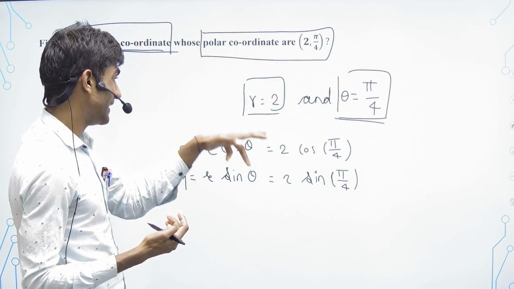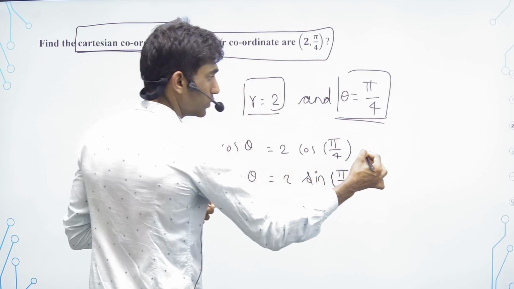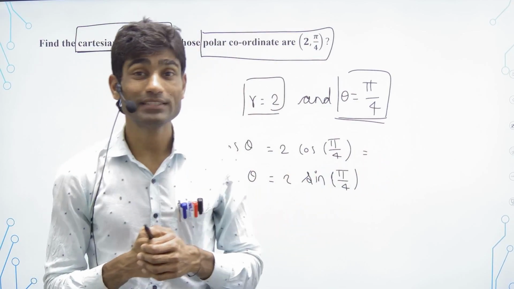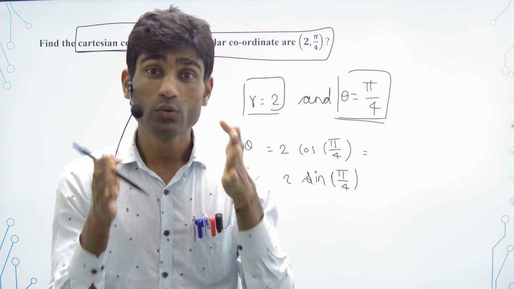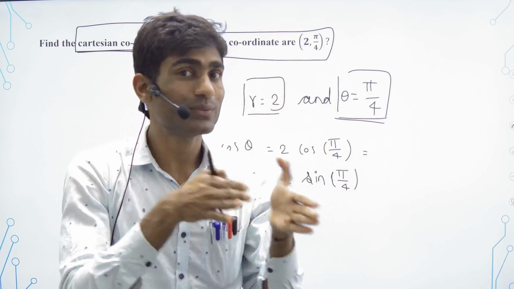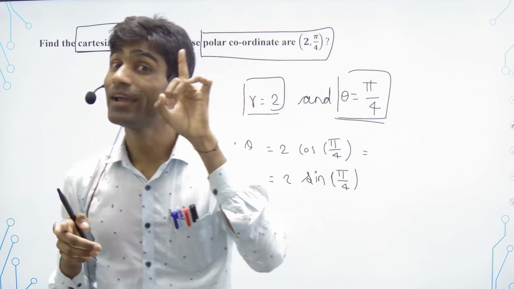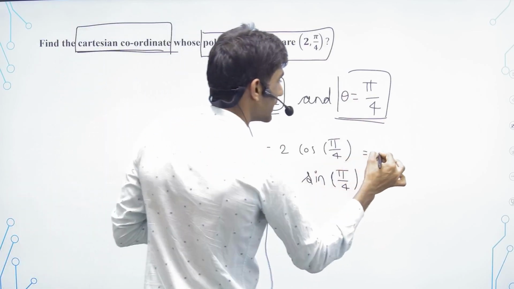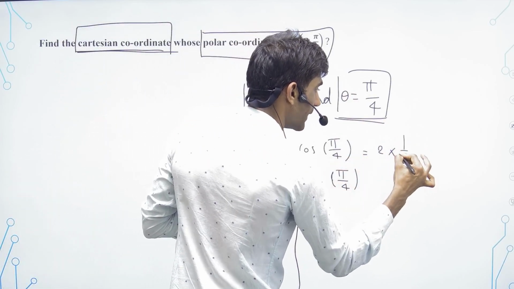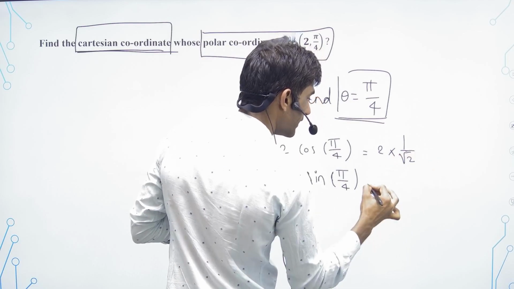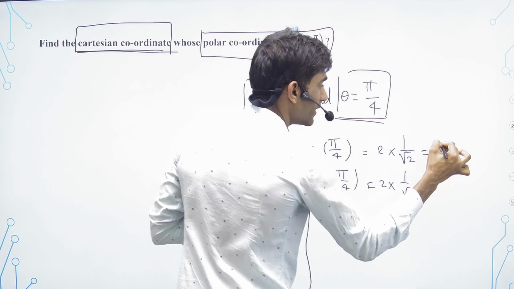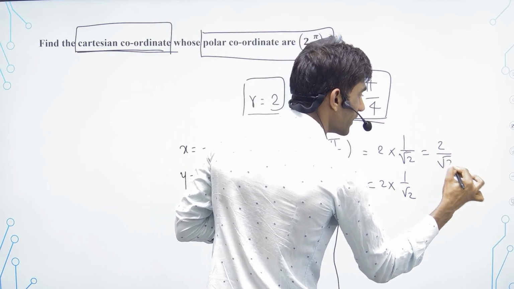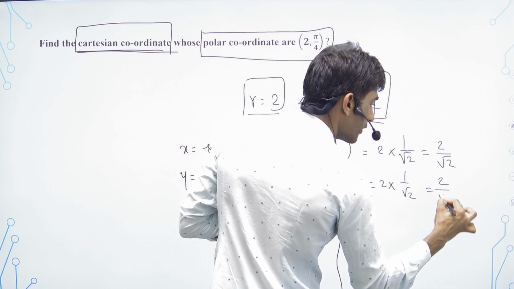The radius is given as 2, so what is the value for cos pi by 4 and sine pi by 4? The angle pi by 4 is 45 degrees, which gives the same value for sine as well as cos, which is 1 by root 2. Very good. So we get 2 multiplied by 1 by root 2, and similarly here 2 multiplied by 1 by root 2. So what is our answer? 2 by root 2 here, and here it is also 2 by root 2.